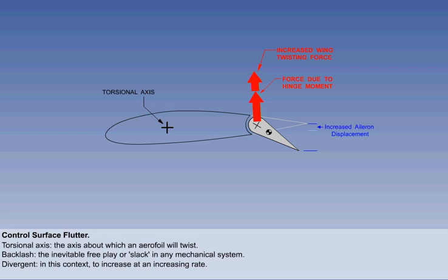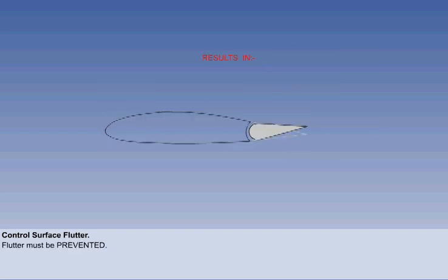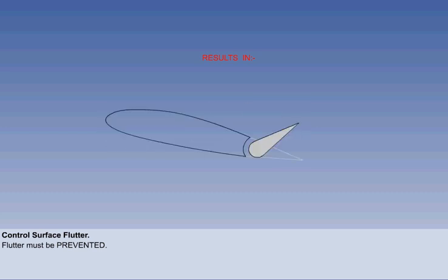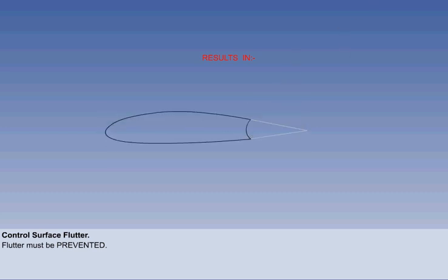Eventually, the rate of wing twist will decrease and the aileron will start to catch up with the twisting wing, and then the whole process will reverse and become divergent. The result of aileron flutter is here illustrated. Clearly, this is unacceptable and must be prevented. Don't forget, this can occur with the rudder and elevator too.